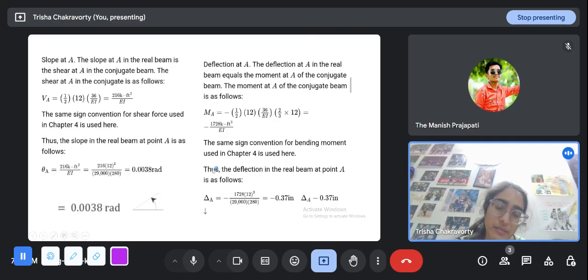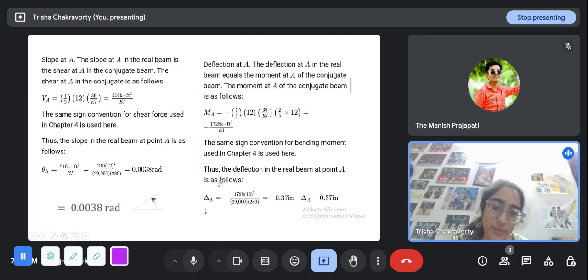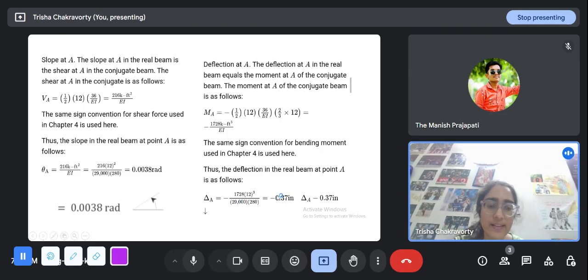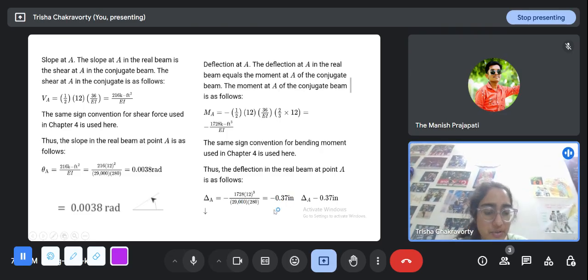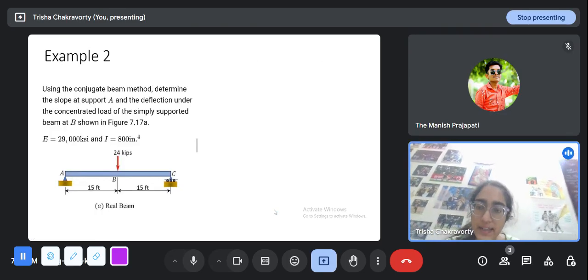The same sign convention will be used. So that, as we have seen before, the deflection of the real beam at point A is this. When you put the values of E and I, you get it in feet basically. You convert it into inches, and it is downwards since it comes to be negative. This is the second example.